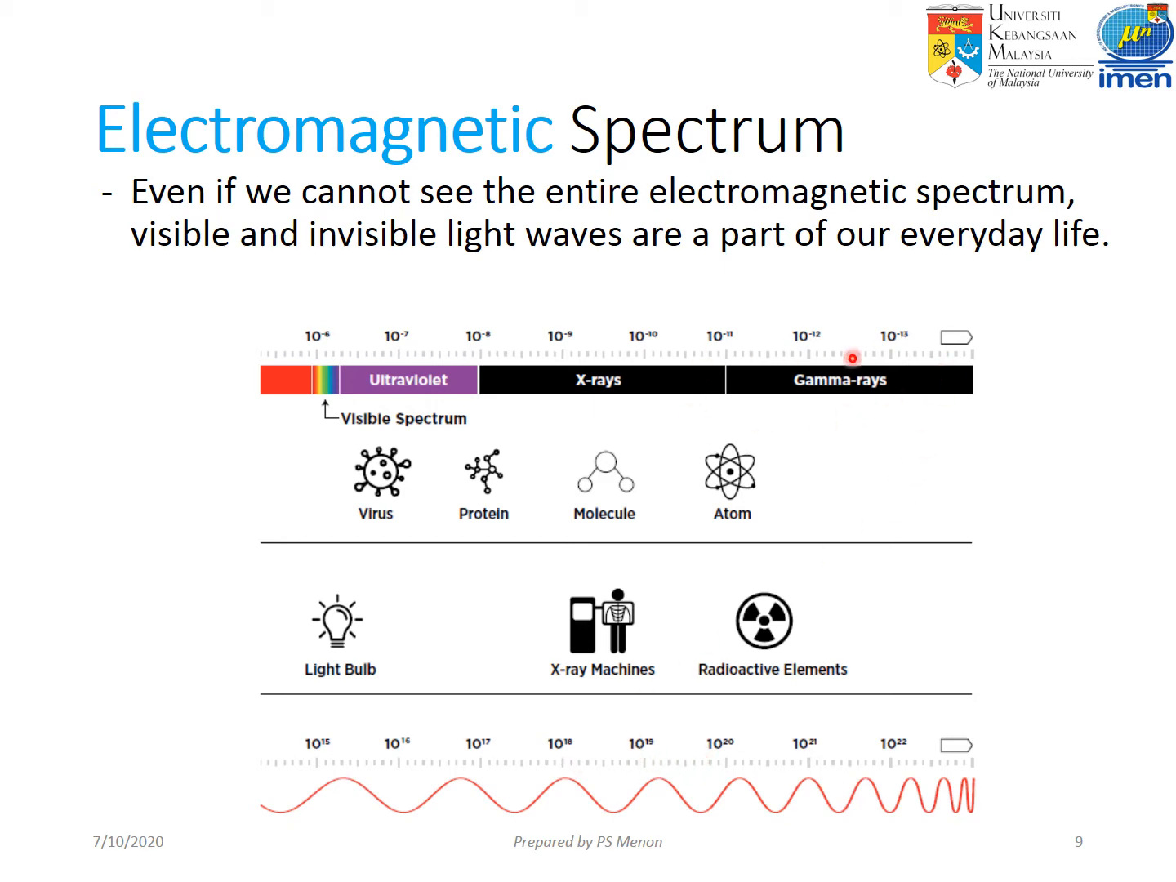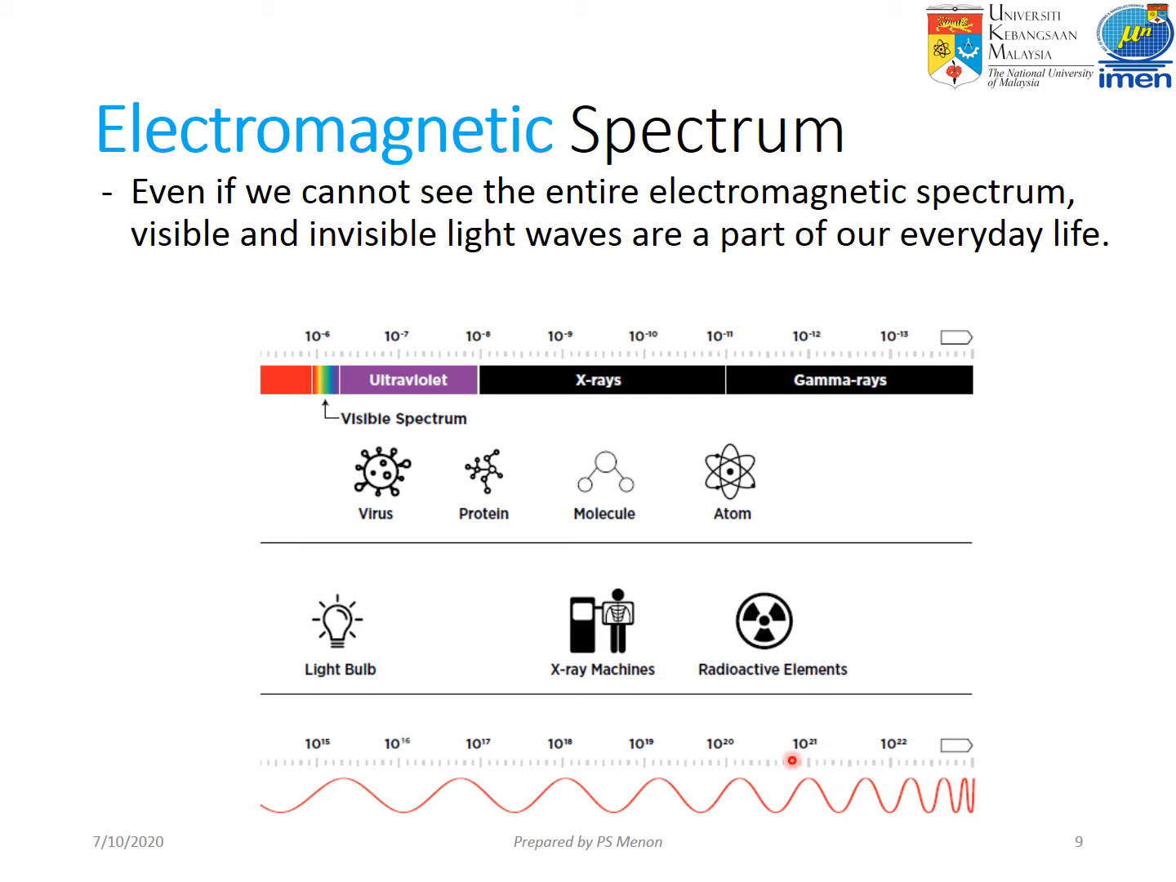And last but not least, we have gamma rays. So the wavelength is very, very small now, in the size of picometers. The sources of gamma rays are radioactive elements, and you can see that the frequency becomes very, very high, up to 10 to the power of 22 hertz.